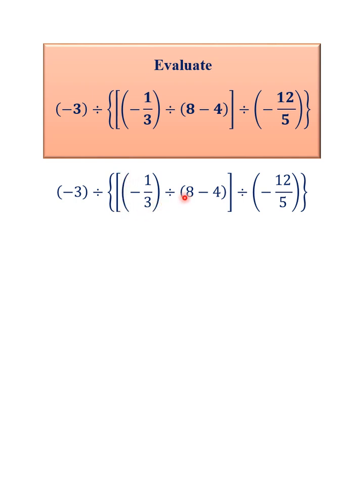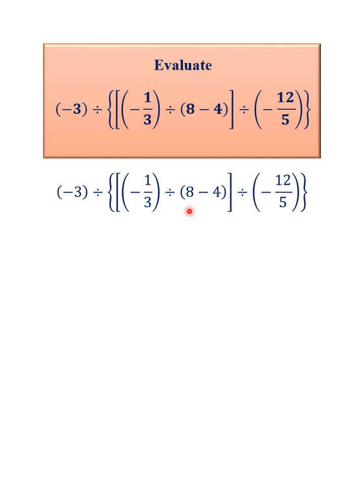Now, inside this square bracket, we have -1 over 3 in a bracket. Nothing to evaluate within this small bracket. But we have 8 minus 4 inside the bracket within this square bracket. Of course, 8 minus 4 is something we can evaluate. So we start with 8 minus 4. Of course, 8 minus 4 is 4.